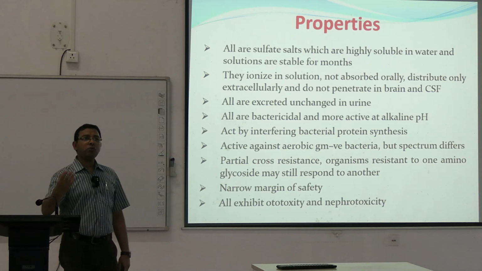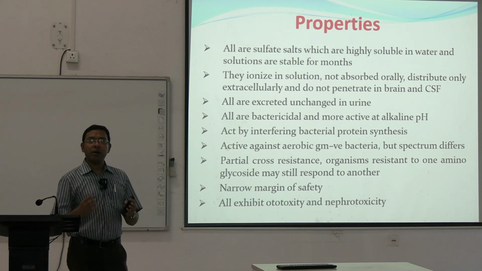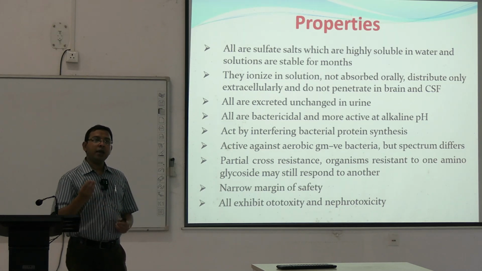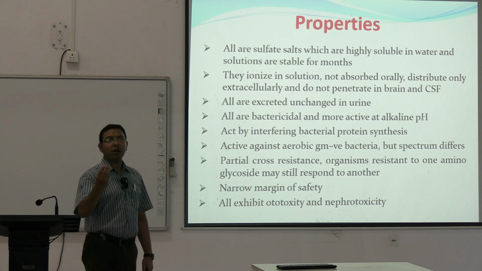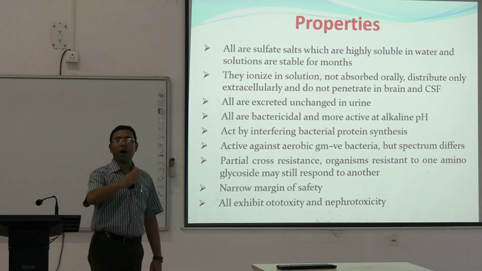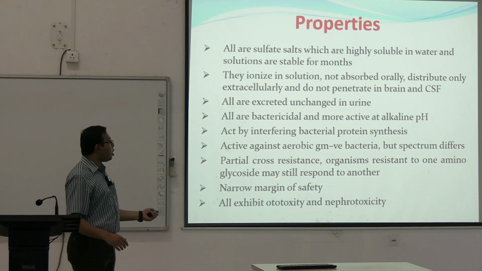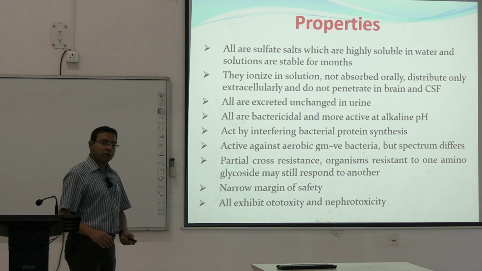Whenever we are using the aminoglycosides, as with all antibiotics, we already know resistance is gradually developing, and if resistance develops against one type of aminoglycoside antibiotic, there will be some partial cross resistance to other types of aminoglycoside antibiotic also. Organisms resistant to one aminoglycoside may still respond to another.